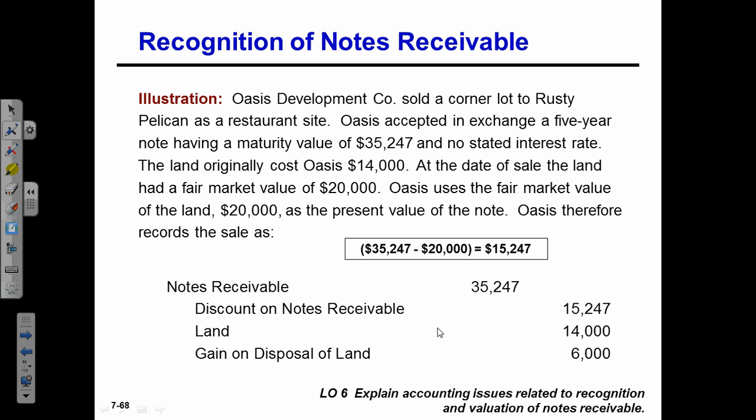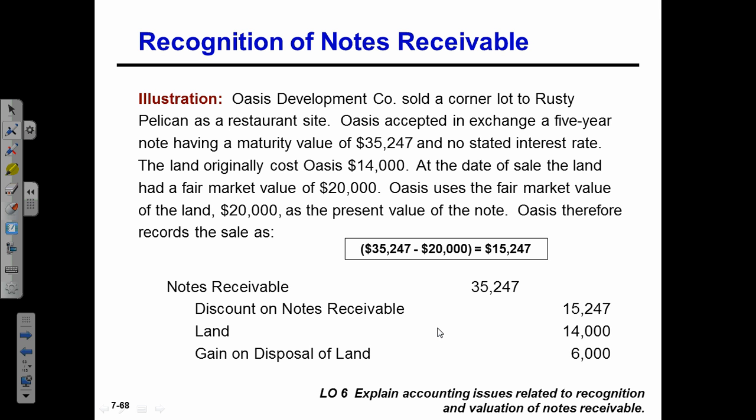We can figure out what the interest rate is, so that 35,247 is 20,000 present value. So we set the present value to 20, and this is the value of the note, right? The note receivable, so maturity value, and then we can figure out what that discount rate must have been over the 5 years, okay? We could get the interest rate based on the fair value.